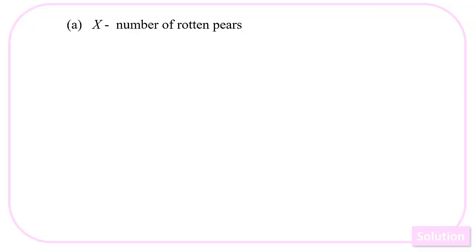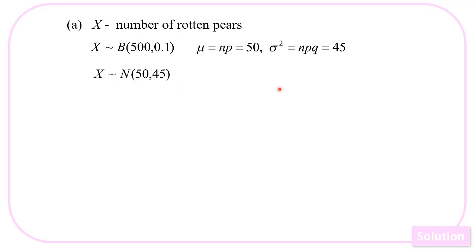So let x be the number of rotten pairs. Initially x is a binomial distribution with n 500 and p 0.1. Because we want to do the approximation, we need to find the mean and variance. The mean and variance for the binomial distribution are 50 and 45. And we are going to use normal approximation with mean 50, variance 45. So this is B1.